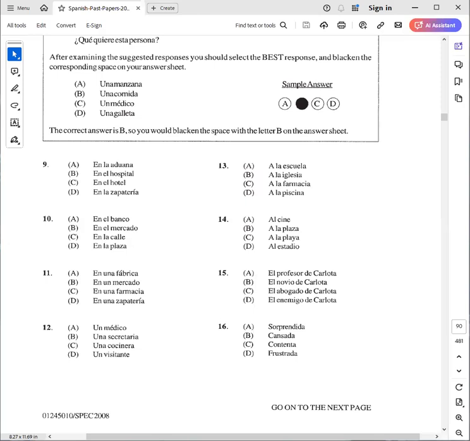Number 11, por favor, ¿tiene usted alguna medicina para el dolor de cabeza? Excuse me, please, do you have any medication for a headache? Where is this person? So remember I told you there was an error in the teacher script, right? It should have been dónde está la persona. So en una farmacia, sí.